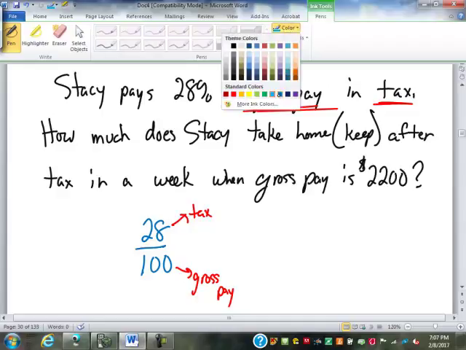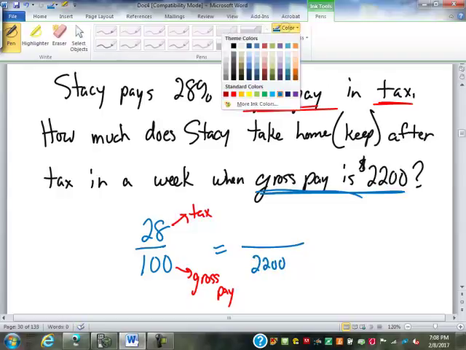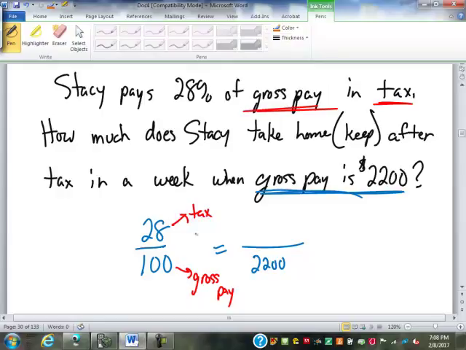So you said the 2,200 has to go on bottom because it represents the gross pay. Yeah. So now we'll cross multiply: 28 times 2,200 divided by 100 is 616, correct? So now I'm going to ask you, is that our answer? No. The 616 represents the tax.